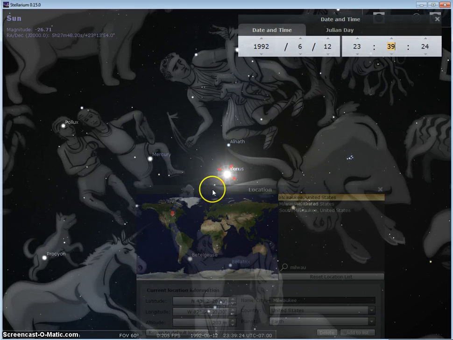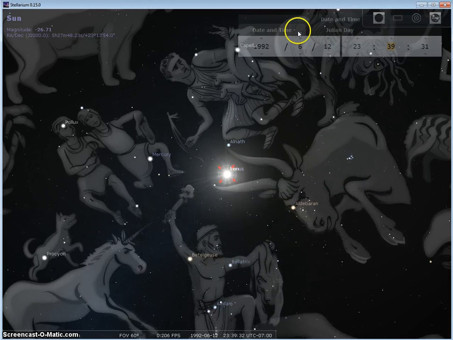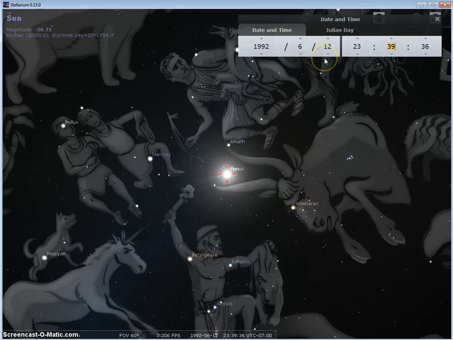Here we go. This one will be out of Milwaukee, Wisconsin, United States. And our date is June the 12th, 1992, at 11:40 p.m. and 20 seconds. The sun is in Taurus with Venus.